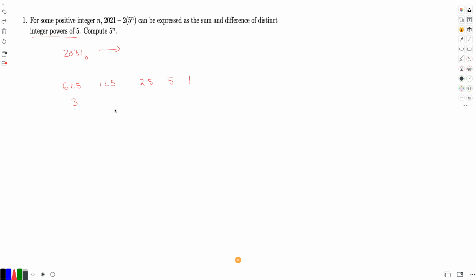To get to 2021, we need 3 625s. That gives us 1875. We have 146 left over. We can take 125, so we have 21 left over. We can take 4 5s and 1 1. And this is a 0, because we don't need a 25. So this is basically equivalent to 31041 in the base phi world. Okay, so now we have 2021 in base phi.